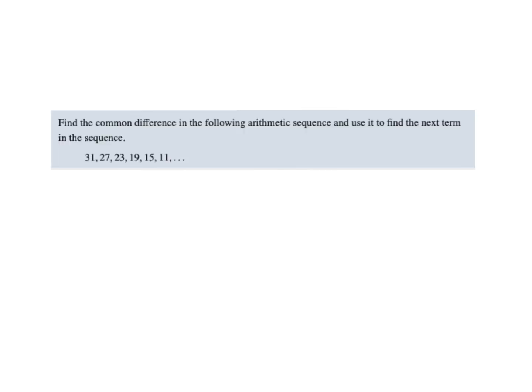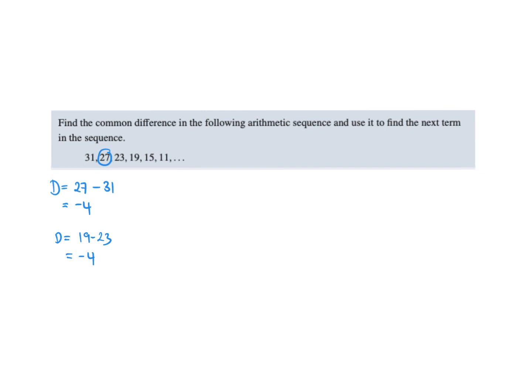Okay, so find the common difference in this arithmetic sequence and use it to find the next term. All you have to do is find the common difference. Just take a term in front and minus the term before it. So 31 was before 27. If you do 27 minus 31, that equals negative 4. So you now know the common difference. Just double check it. Use another one. You might say 19 minus 23. Yep, that still equals negative 4. So it is the common difference.